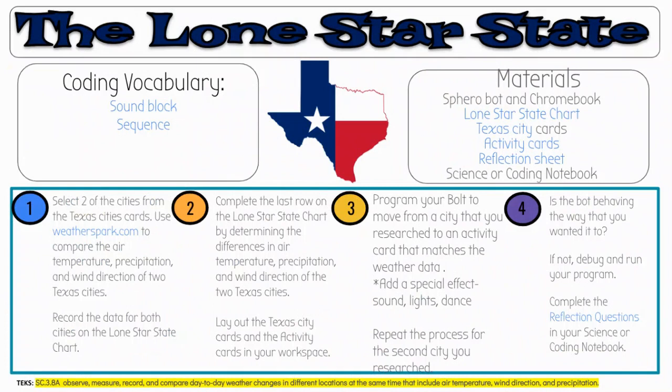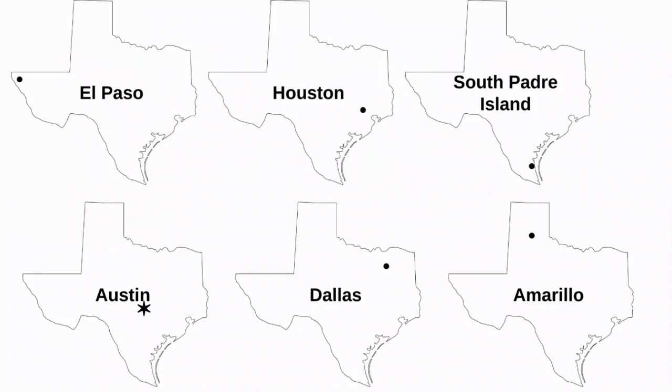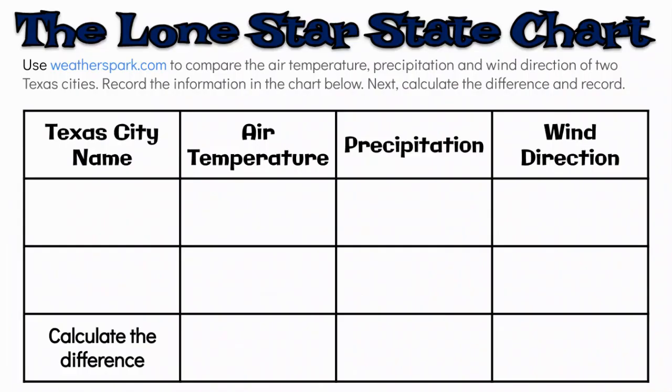At the station, the Lone Star State, you will be selecting two cities from the Texas City cards. You will be writing down El Paso, Houston, South Padre, Austin, Dallas, or Amarillo on the Lone Star State chart. So for the two cities that you selected, you're going to write down their names. Then you will go to weatherspark.com where you are going to be comparing the air temperature, precipitation, and wind direction of these two cities.